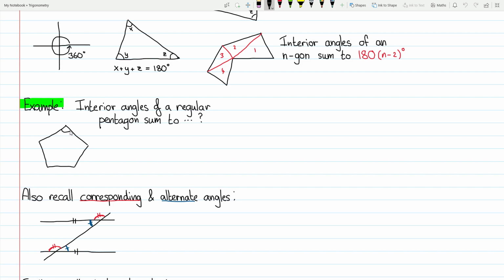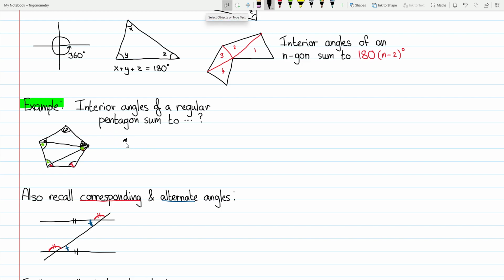Suppose you want to find the sum of the interior angles of a regular pentagon. Well, a trick we can use is to take this point here and split the region up into triangles. We know that the interior angles of a triangle sum to 180 degrees. That means this angle plus this little angle here, plus this little angle here, sums to 180 degrees. This angle here, plus this angle here, plus this angle here, also sums to 180 degrees. And finally, this angle here, and this angle here.